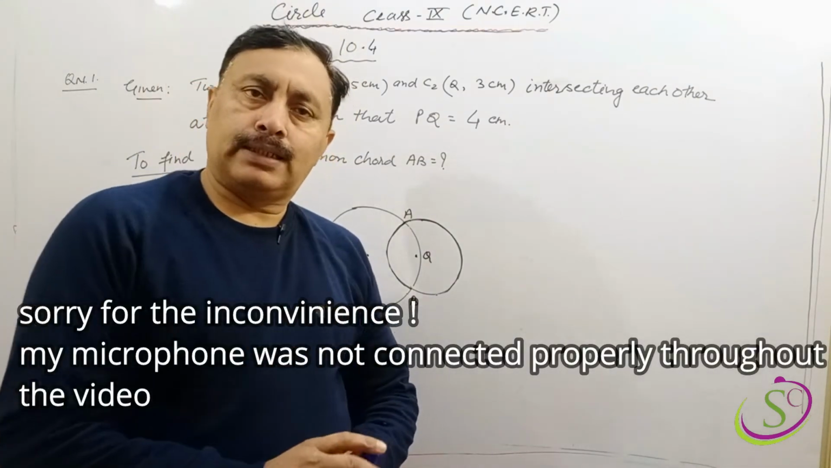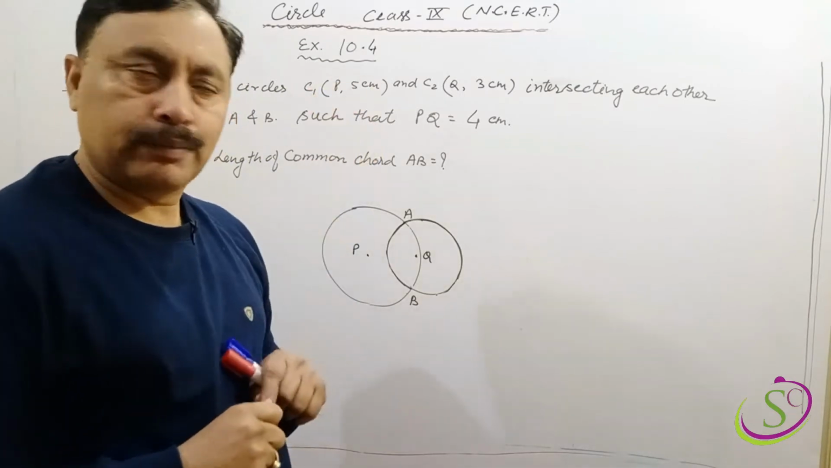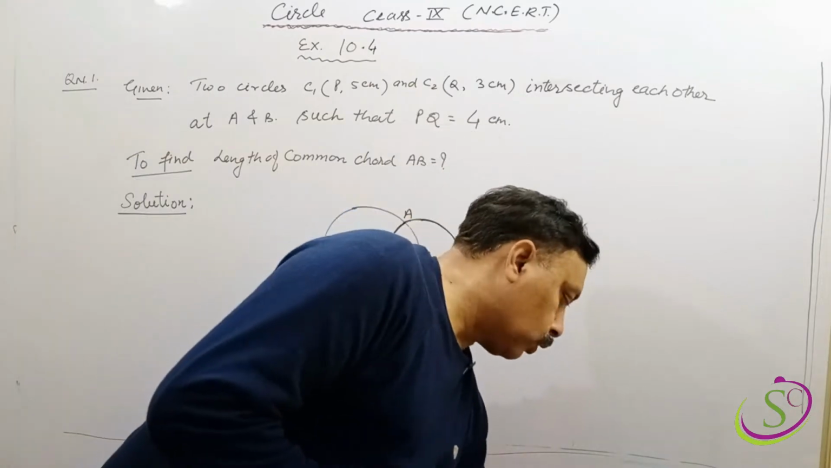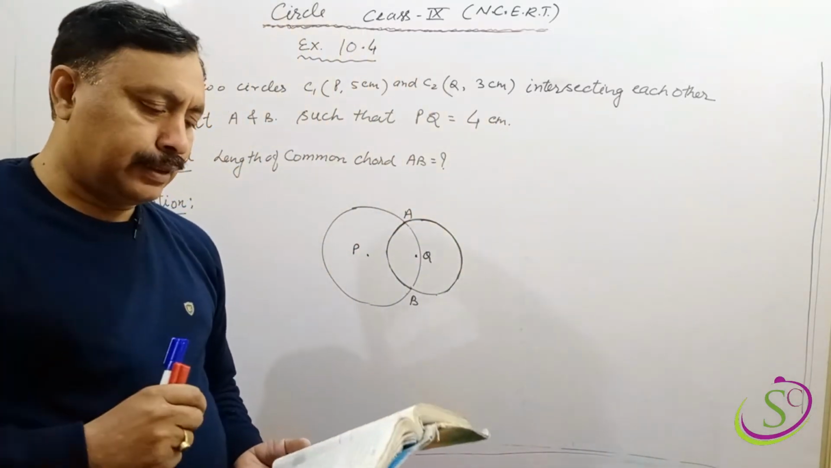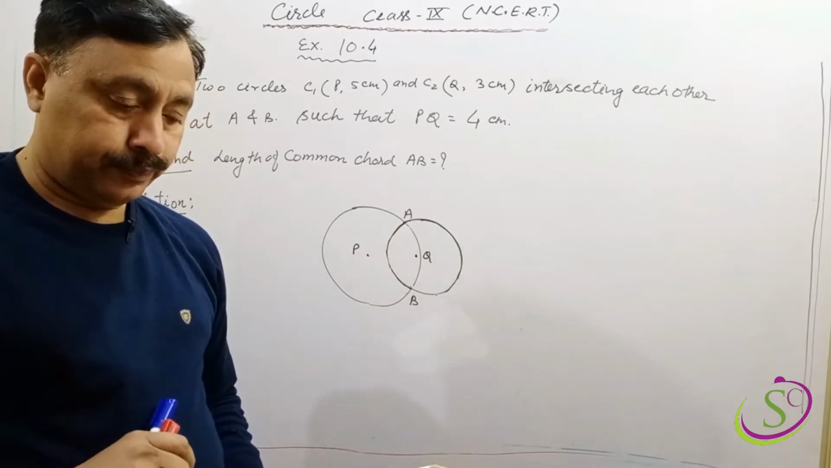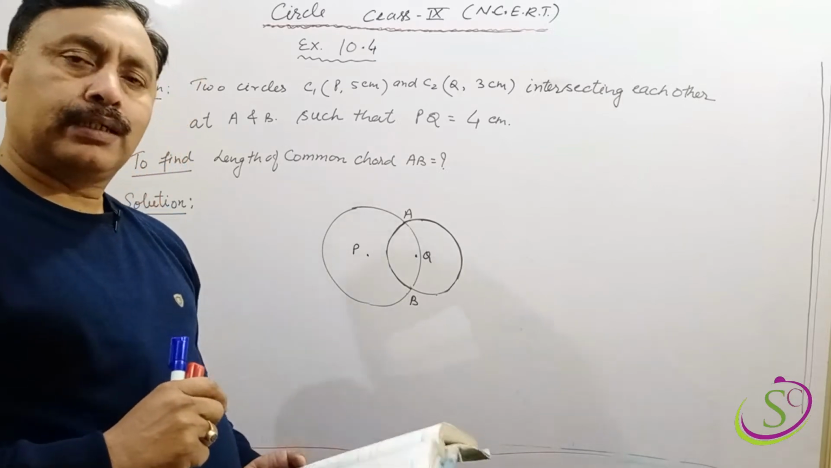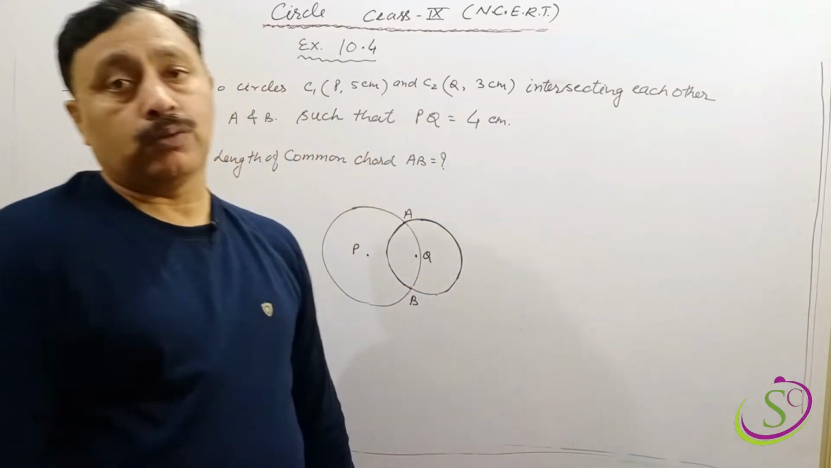In this video, we shall discuss exercise 10.4 from ninth class NCERT book. Question number 1 is saying that two circles of radii 5 centimeter and 3 centimeter intersect each other at 2 points, and the distance between their centers is 4 centimeter. Then find the length of common chord.